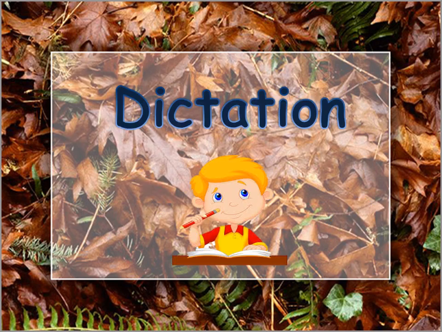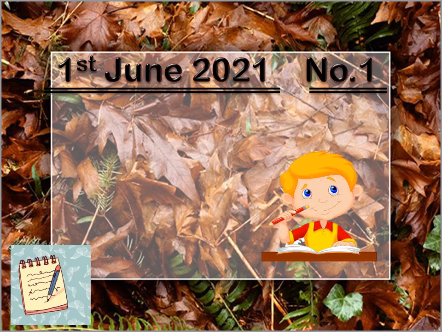Now let's have dictation. Please get your paper. Write first June 2021 and number the lines on your paper from 1 to 3. Let's start. Number 1. Chlorophyll. C-H-L-O-R-O-P-H-Y-L-L. Chlorophyll. Number 2. Fibrous root. F-I-B-R-O-U-S. Fibrous. Now let's go for root. R-O-O-T. Fibrous root. Number 3. Transport.